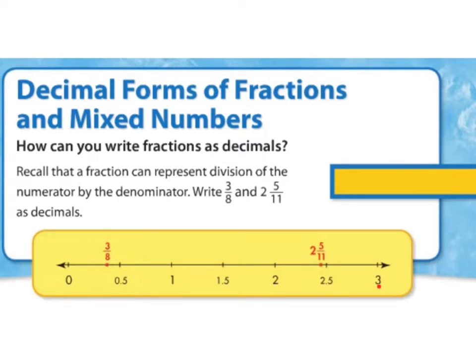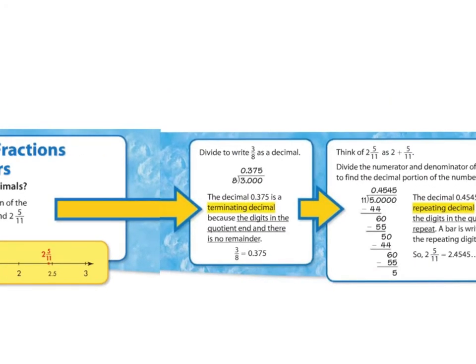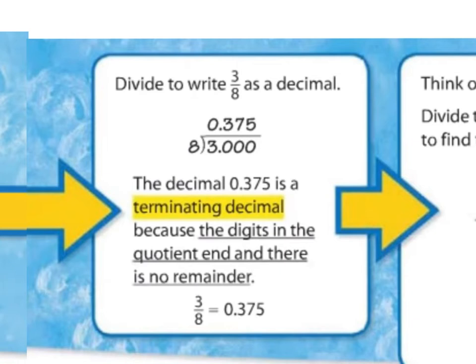Here they're represented on a number line of decimals. This is 2 1/2. We see that 5 out of 11 slices would not be quite half of a pizza, so it's short of half. Well, to make 3/8 as a decimal, we would put 8 on the outside, 3 on the inside, bring the decimal up, and divide into it. When it terminates like this, and you divide it and you get a 0 at the bottom, this is called a terminating decimal because the digits in the quotient end, and there is no remainder. So 3/8 equals 375 thousandths.